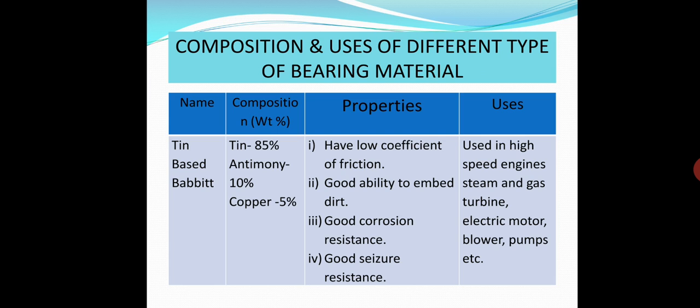Now we will discuss the composition, properties and uses of different types of bearing material. First one is tin based babbitt. Composition: tin 85%, antimony 10%, copper 5%. Along with the general properties, it has these special properties: low coefficient of friction, good ability to embed dirt, good corrosion resistance, good seizure resistance. This material is used in high speed engines, steam and gas turbines, electric motor blower pumps, etc.